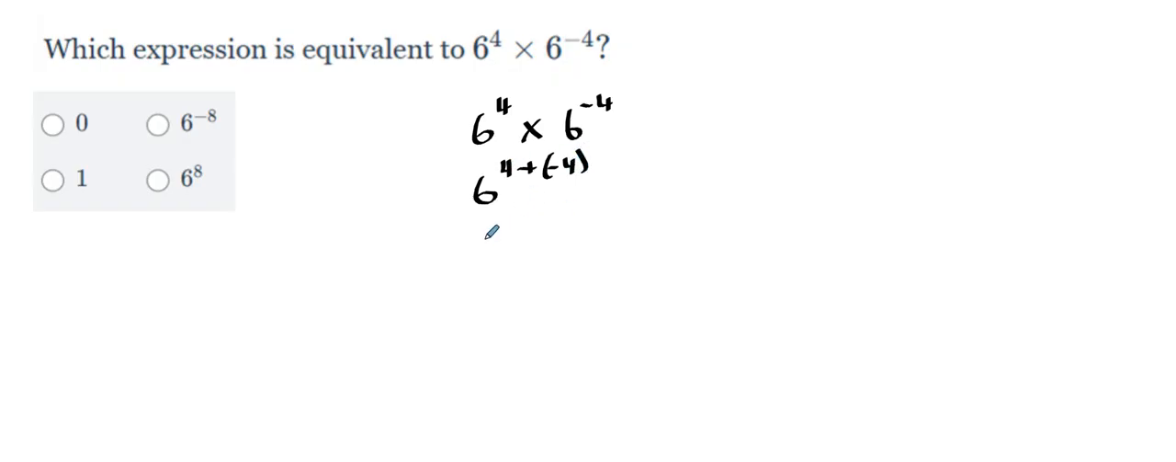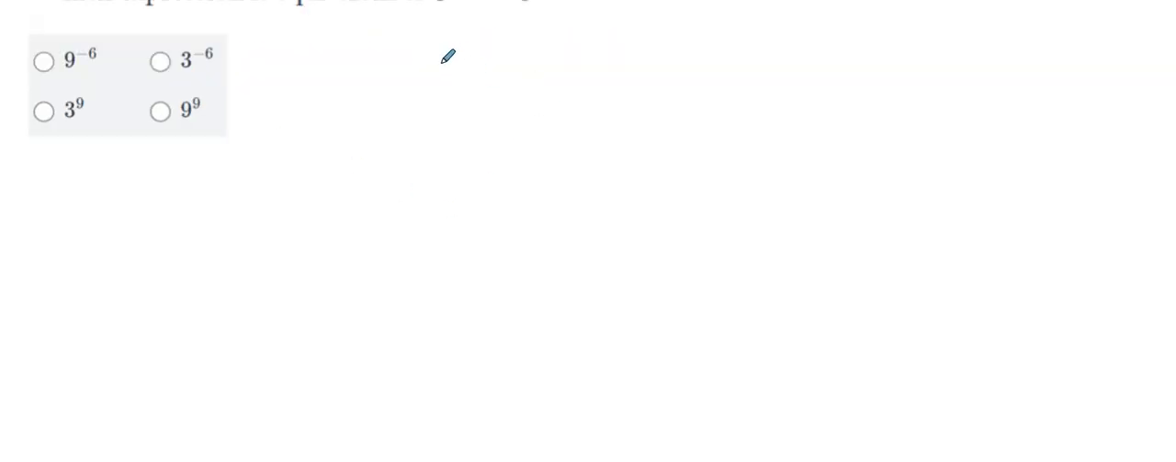A positive 4 added to the negative 4 will result in 0. And anything that has an exponent of 0 will change to the number 1. So our answer for the first one is 1. Just to clarify, it doesn't matter if the base is 6, 5, or 85 million. If it has an exponent of 0, it's going to change to a 1.